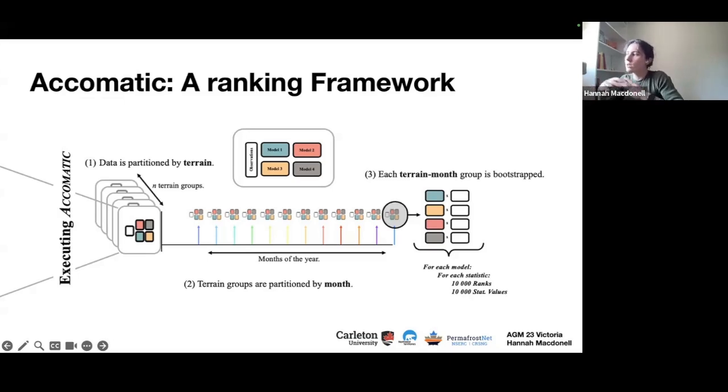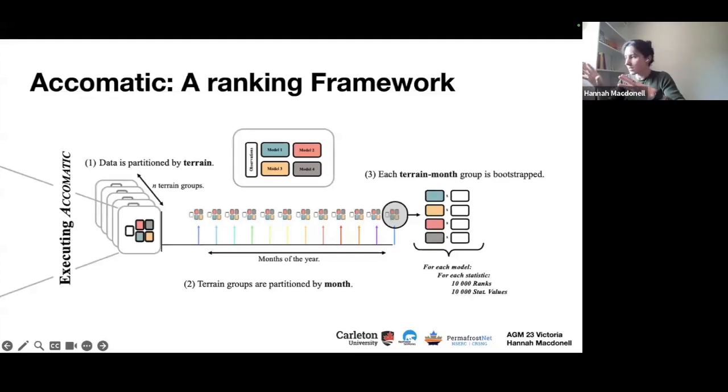So for instance, I had one data subset called peatland January, which could contain up to like 30 different month-long time series data sets from multiple sites within that terrain group. And another that might have been snowdrift May and so on and so forth. So each of these month terrain groups were then bootstrapped, so sampled with replacement. And that was to generate a mean and spread of model performance for that grouping.